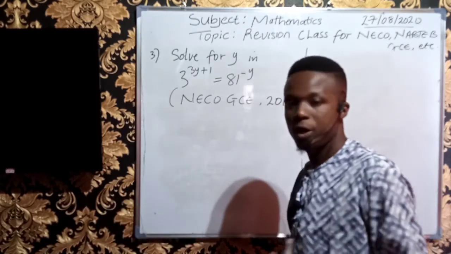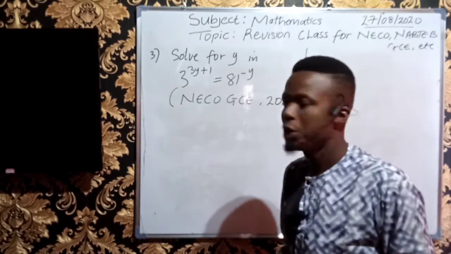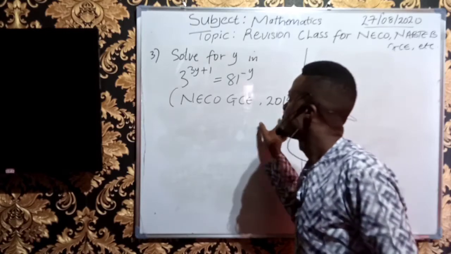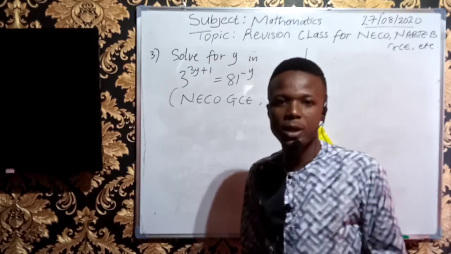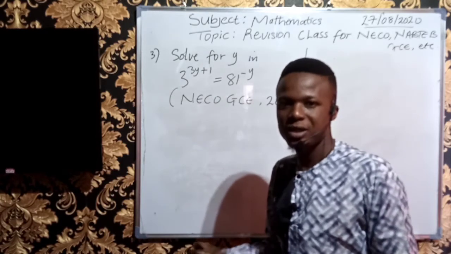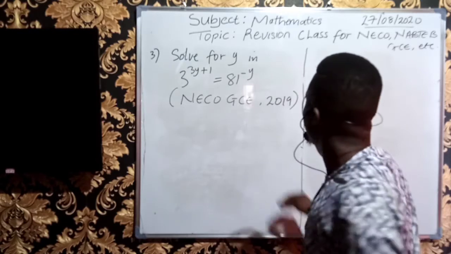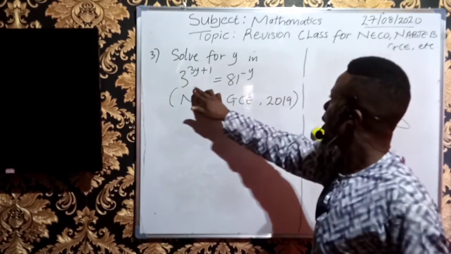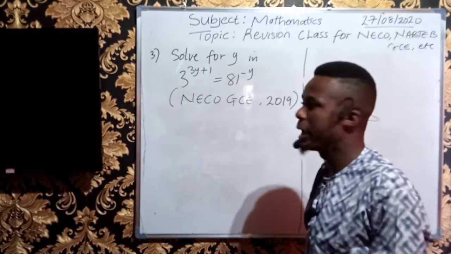Okay, so here the third question for today is still from NECO GCE 2019, still on indices, and this should be the last question on indices. We go to another topic, still from past questions extracted from NABTEB, NECO, and GCE. Okay, so 3 power of 3y plus 1 equals 81 power of minus y.